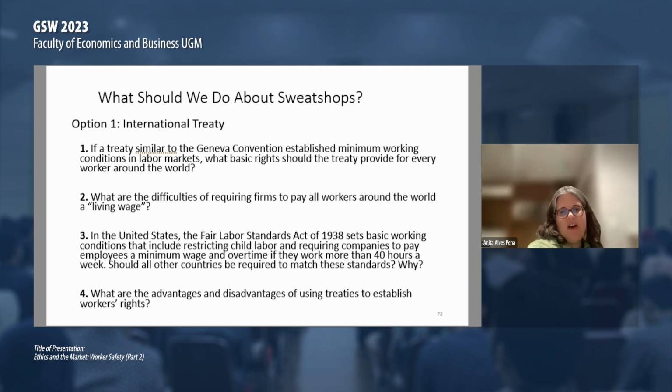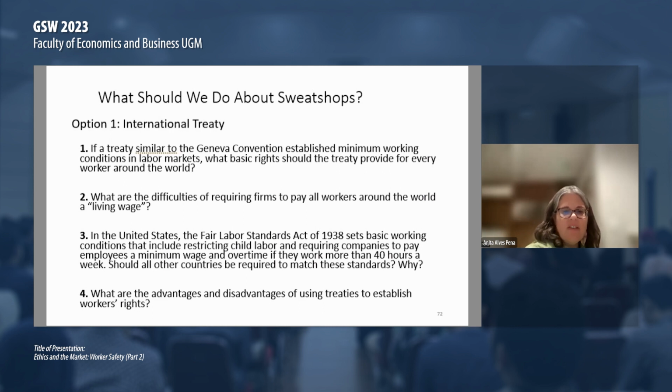Or what are the difficulties of requiring firms to pay all workers around the world a living wage, right? We would have several things that we would need to navigate in terms of difficulties to answer to be able to invoke something as an international treaty.